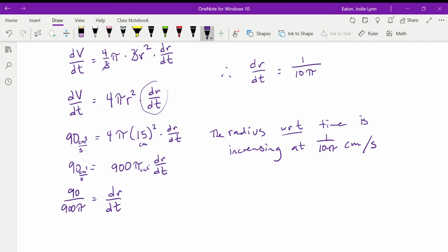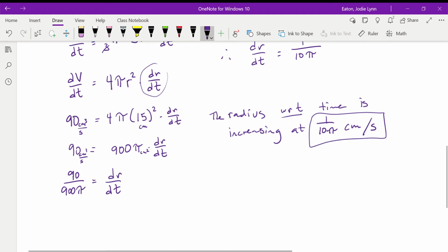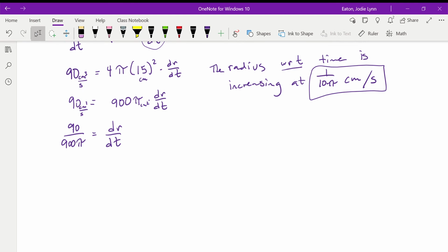Okay, so the rate that we are increasing at is 1 over 10 pi centimeters per second. Okay, let's look at a slightly different example. So that's kind of a geometry type problem. Here is a problem that's going to relate a little bit more to the coordinate plane.